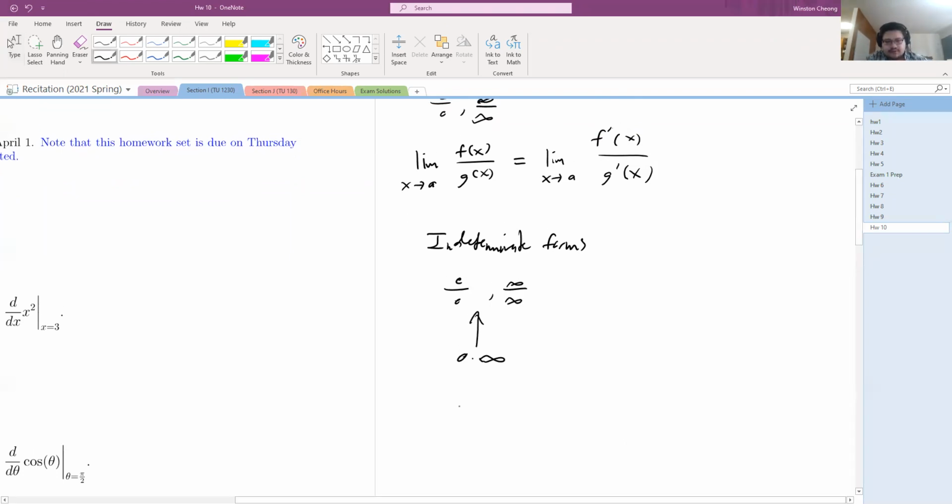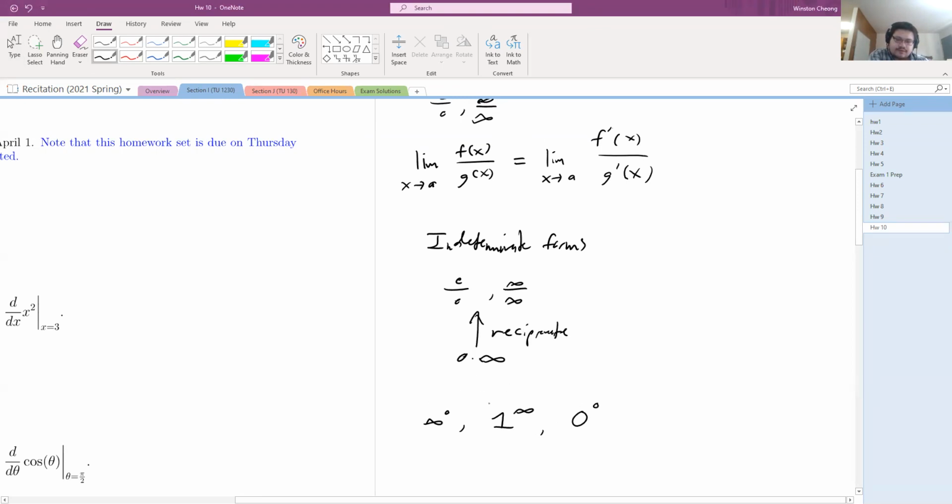Some other forms I want you to be aware of are, I have to try to remember, I think infinity to 0 is one of them. I think 1 to the infinity, and I think also 0 to the 0. Yeah, maybe 0 to the 0 to the x. Yeah, that's right. And so the thing is that this you do by reciprocating.